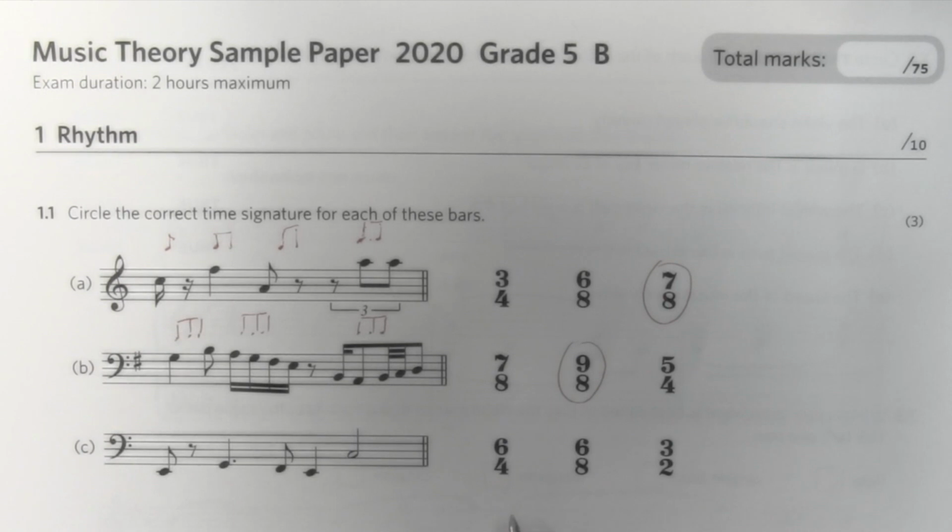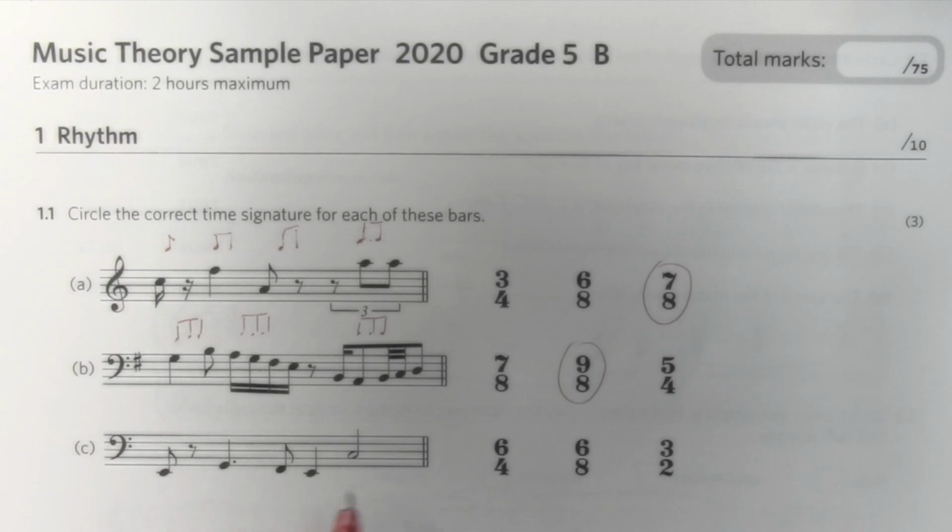Last one. The options are 6/4, 6/8 and 3/2. 3/2 means 3 minims. 6/8 means 6 quavers grouped in 3. 6/4 means 2 dotted minims. So let's see what we find here. There is 1 minim, there is 1 crotchet. These 2 go together.